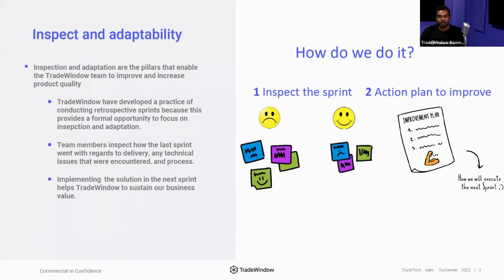As a real-life example, we involve the customer success team as part of requirement gathering to understand the expectation of the customer. The second one is inspect and adaptability. Inspect and adaptation are the pillars that enable the TradeWindow team to improve and increase product quality. We developed a practice to have a retrospective in each sprint because it provides a formal opportunity to focus on inspection and adaptation. Team members inspect how the last sprint went with regards to delivery, any technical issues, and even process-related issues. It is an opportunity to find a solution for those issues, and we implement those solutions in the next sprint, and that helps TradeWindow to sustain our business value.